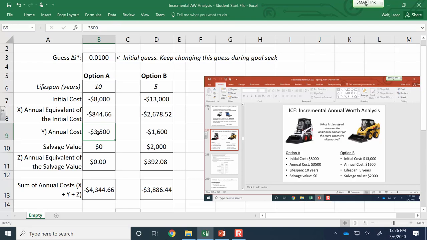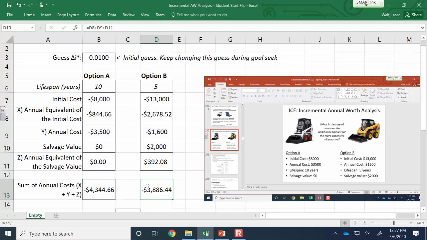Annual cost doesn't need the payment function because it's already annual. The salvage value needs the payment function, but the salvage value is a lump sum in the future, so I put that amount in the FV field, not in the PV field. So if the interest rate is 1%, then the annual cost of option A is $4,344.